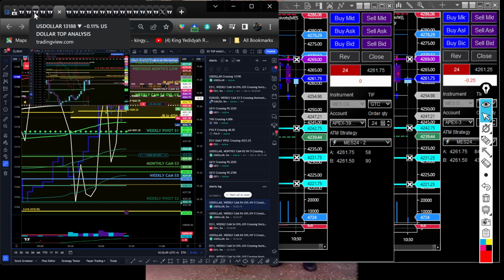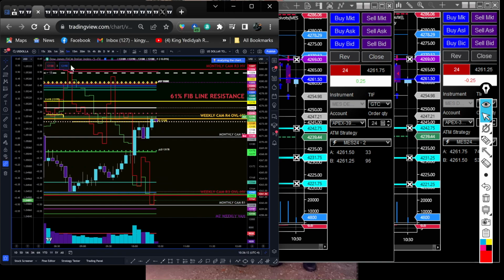Let me check out what the US dollar is doing. It's kind of slowing down here at weekly Cam R4. We gotta push through that. If we push through, then the trade will continue to work. If not, and we get this rejection right here, it's definitely the trade will fail.